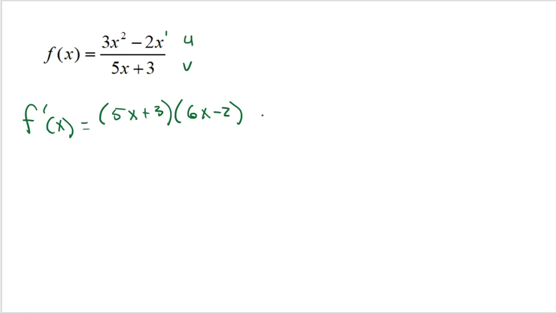Okay, hopefully we know that by now. That should be easy. Minus, now this time I'm going to write u alone, 3x squared minus 2x. Just kind of leave it normal. Don't make any changes to it. I'm going to multiply by the derivative of v. The derivative of v is just 5. Hopefully that's very simple for you guys, right?